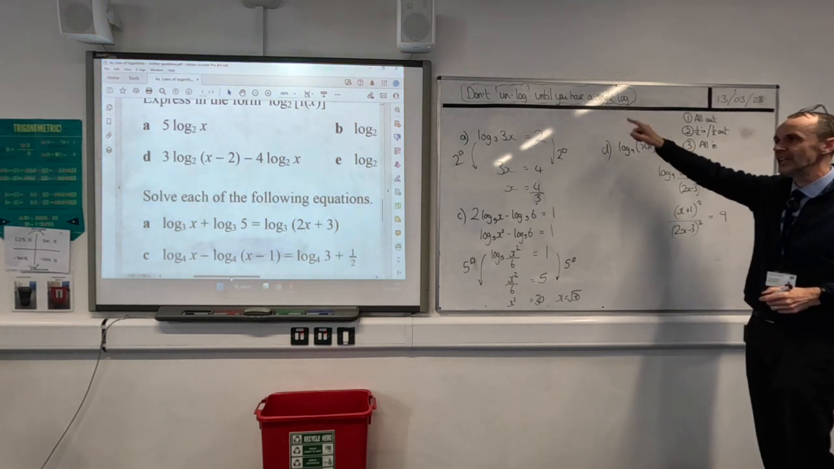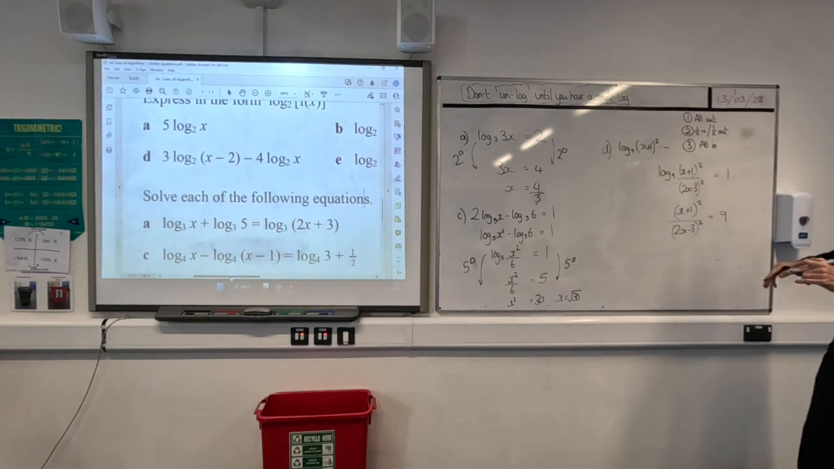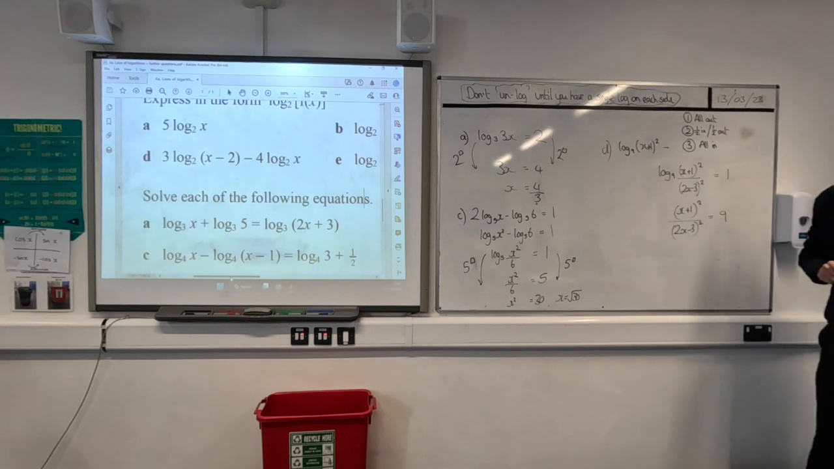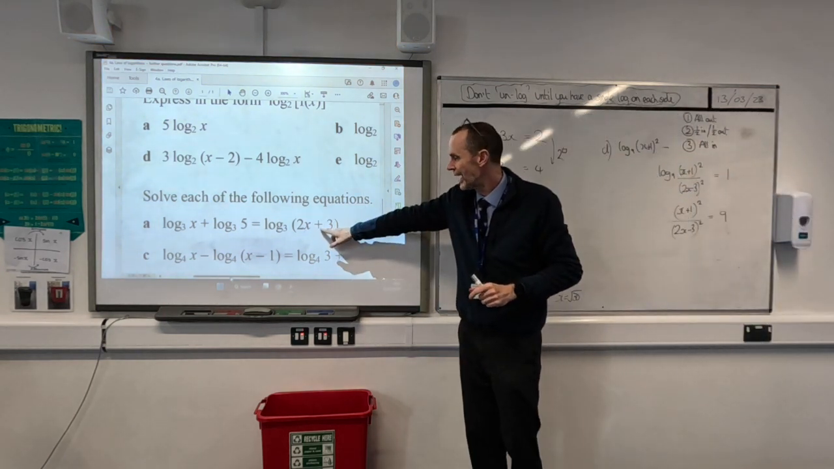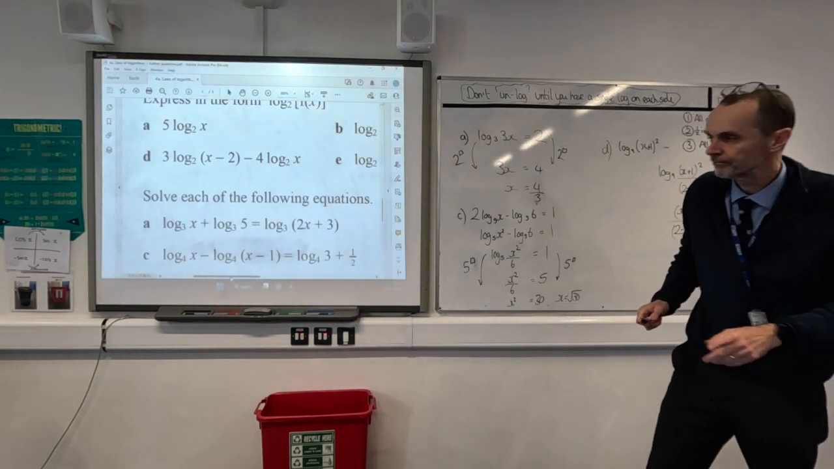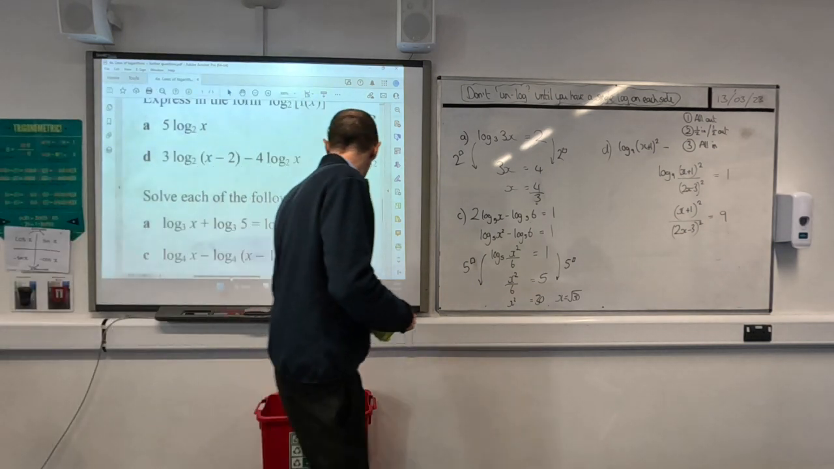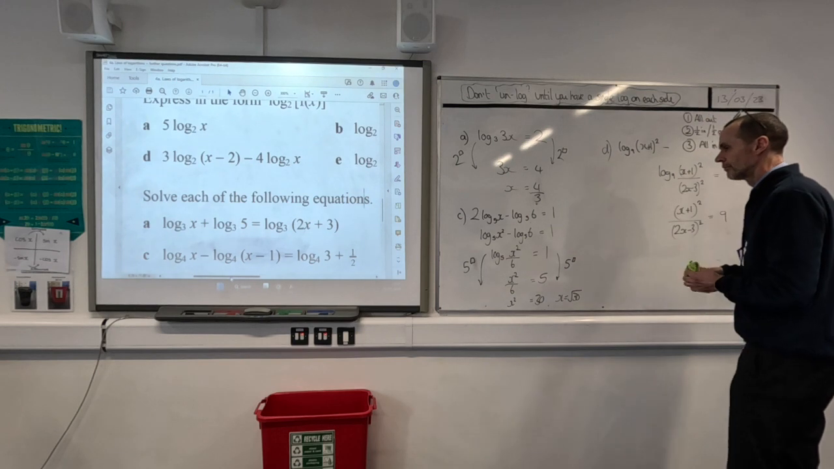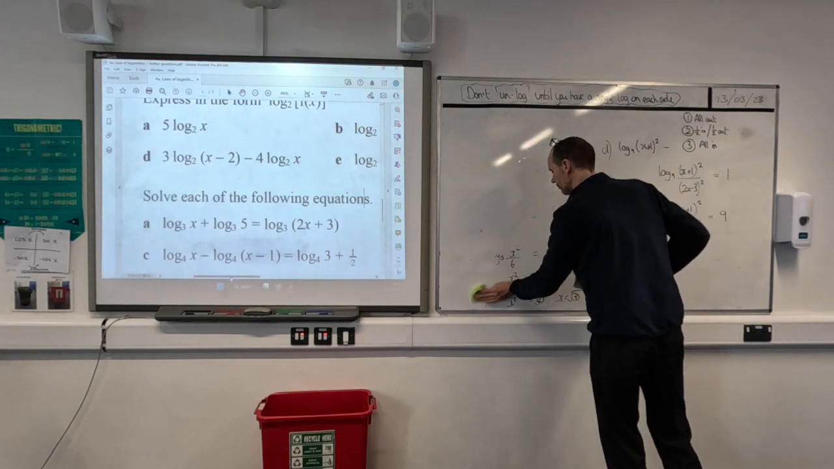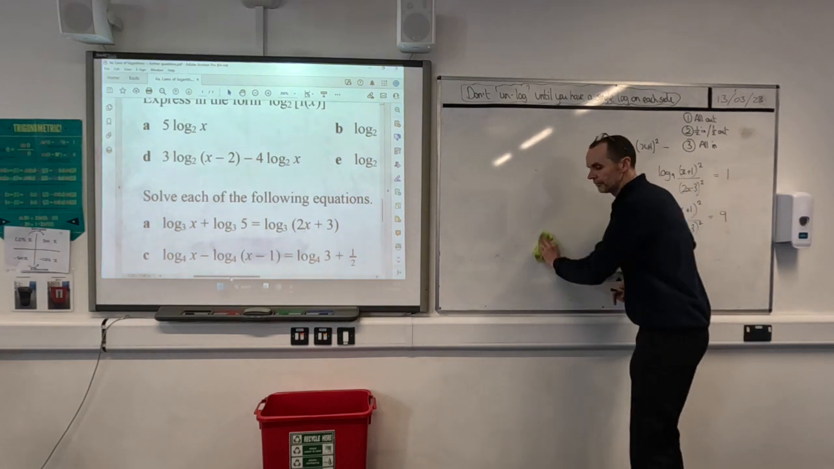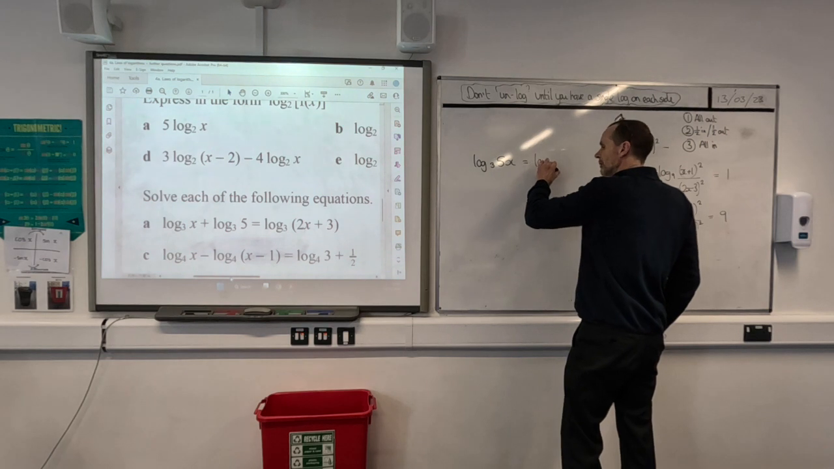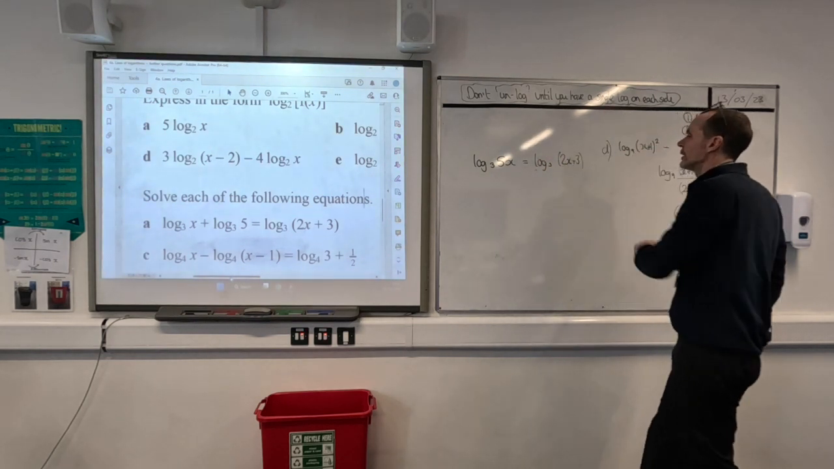I'm just going to change this slightly. Don't unlog until you have a single log on each side. So actually this is a little bit simpler because I can leave this as log 3 of 2x plus 3 and just combine these two using the first log rule. So we get, on the left-hand side, log to the base 3 of 5x, and on the right-hand side, log to the base 3 of 2x plus 3. I've got a single log on each side.